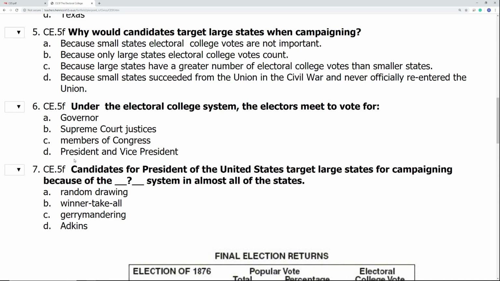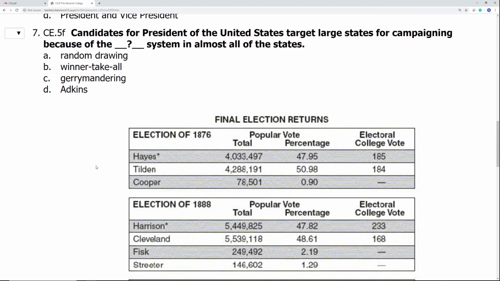Number 6. Under the Electoral College, the electors meet to vote for. It is D, the president and vice president. That's all we've been talking about. Please don't guess anything else tomorrow. Number 7. Candidates for president of the United States target large states for campaigning because of the blank system in almost all of the states.